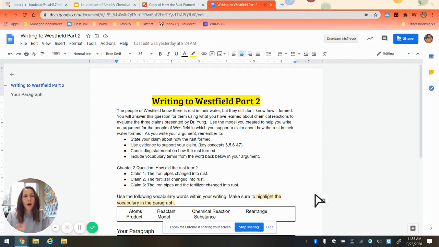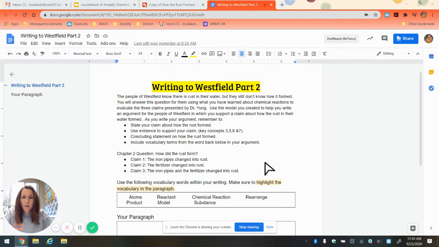So I'm going to walk you through how to write your Writing to Westfield Part 2 today, okay? The people of Westfield know that there is rust in their water, but they still don't understand how it formed. That's where you come in. You're going to explain to the people of Westfield how the rust formed using your knowledge of chemical reactions.